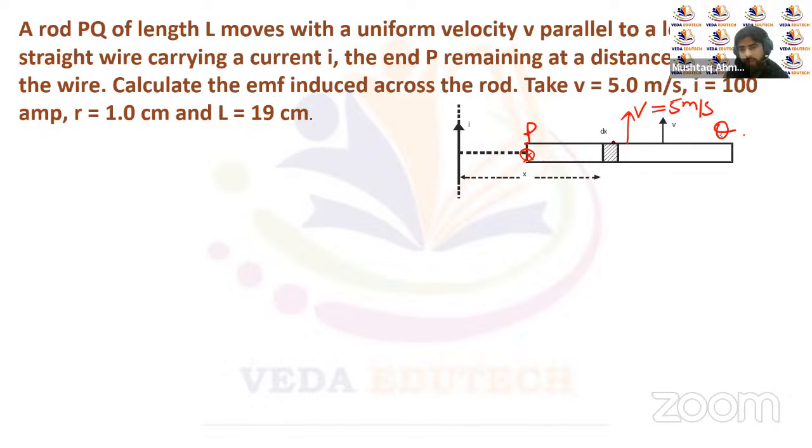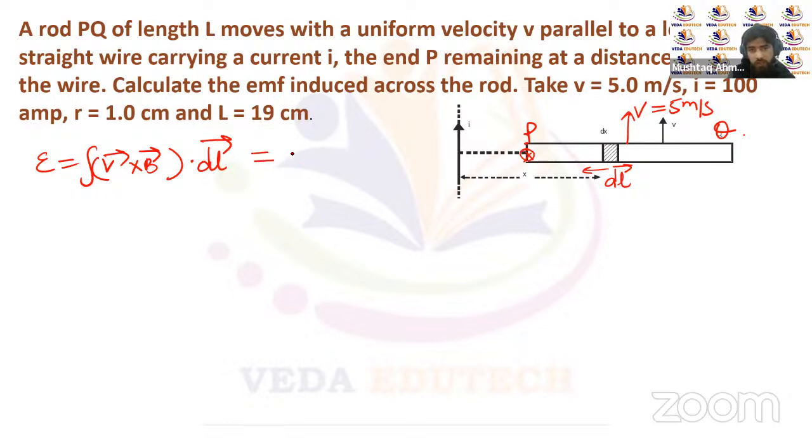Now let's suppose this is the x vector. V cross B vector will be actually along this dL vector, such that the integral of V cross B dot dL, since V cross B vector is along the direction of this dL vector, we can write it as VB dL. So this will be the integral, or this is how we can calculate the EMF because of this.